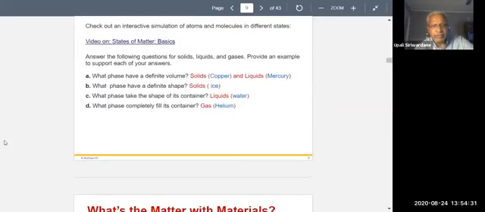What phase has definite volume? Solid has definite volume, and liquid also has definite volume. Examples of solid are copper, and mercury is a liquid.